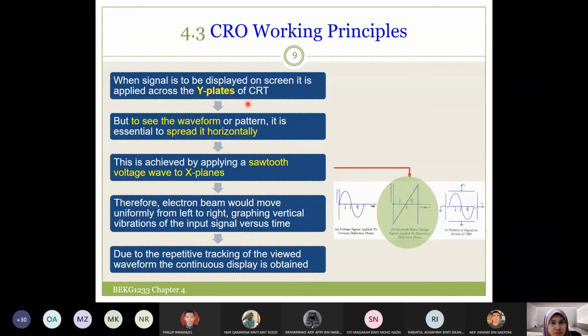When a signal is to be displayed on the screen, it is applied across the Y plates of the CRT, the cathode ray oscilloscope. But to see the waveform or pattern, it is essential to spread it horizontally. This is achieved by applying a sawtooth voltage wave to the X plates. Therefore, the electron beam moves uniformly from left to right, graphing the vertical variation of the input signal versus time. Due to the repetitive tracing of the waveform, a continuous display is obtained.